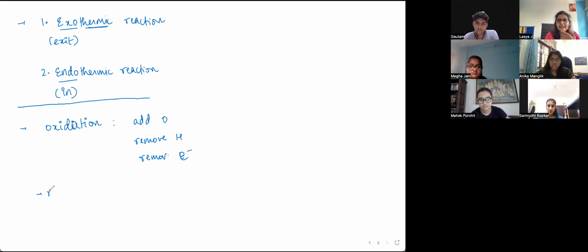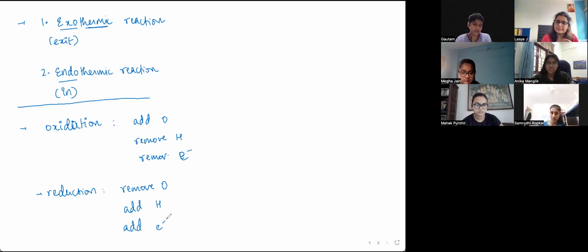Okay. Then reduction, Gautam. In reduction, there is loss of oxygen, addition of hydrogen, and gain of electrons. Sorry. Yes, addition or gain of electrons. If electrons are added to an element, we say that it has been reduced. Okay.